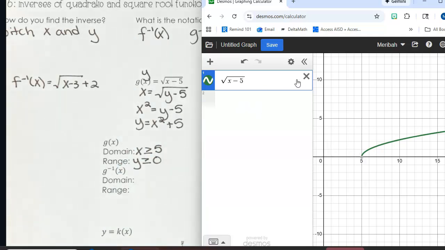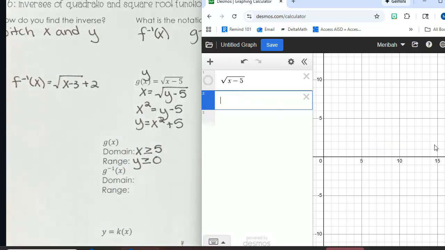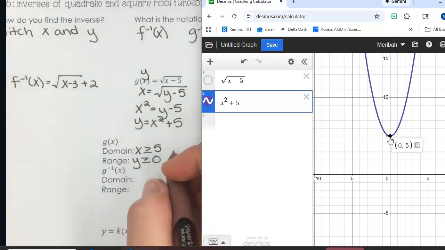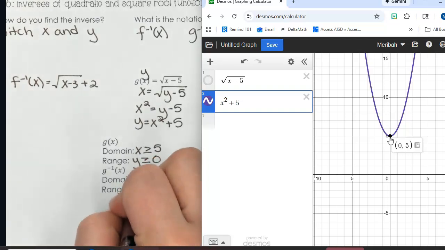And now if I graph my inverse instead, which was x squared plus 5, looking at this purple graph now, my domain is now all real numbers, and my range is y values greater than or equal to 5.